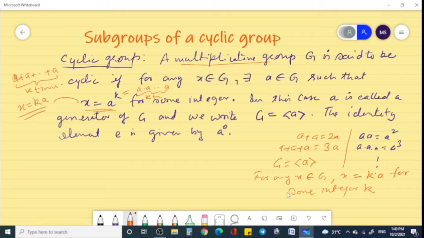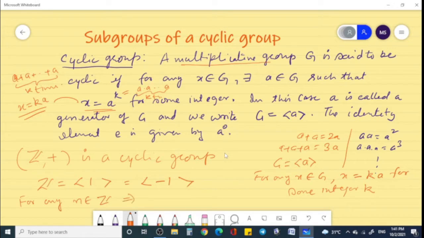For example, the set of integers is a cyclic group under addition, and this cyclic group is generated by two elements, 1 and -1. It has only two generators. So one can observe that any integer n can be written as n into 1 or minus n into minus 1. So every integer can be expressed as n times of 1 or minus n times of minus 1.